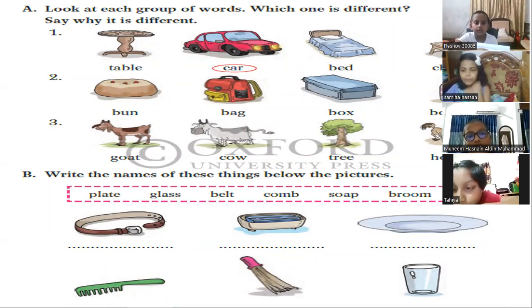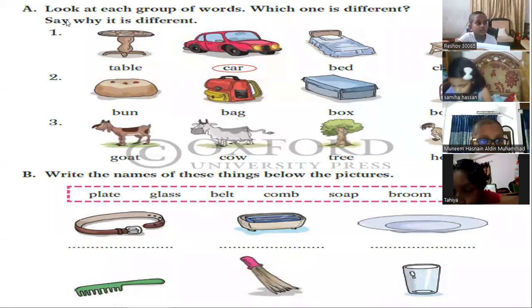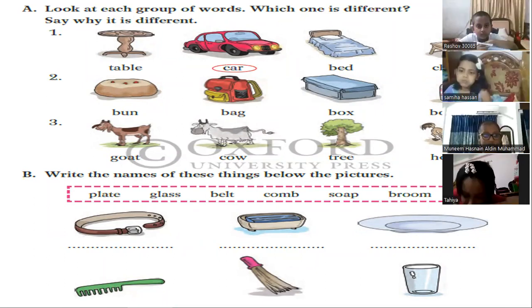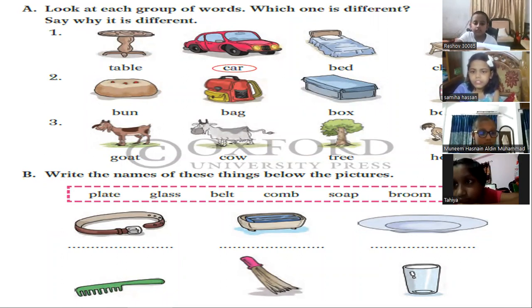Okay. Munim will translate it in Bangla, what it says. Na palle samasya nei, miss help korbo. Try it. Munim, unmute yourself. Yes. Now translate it. Look at each group of words. What does it mean in Bangla?